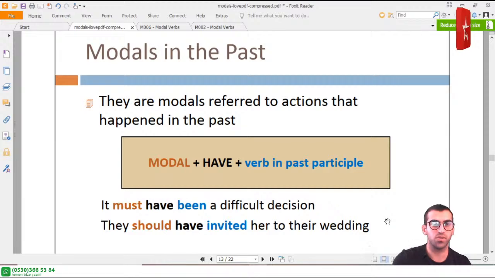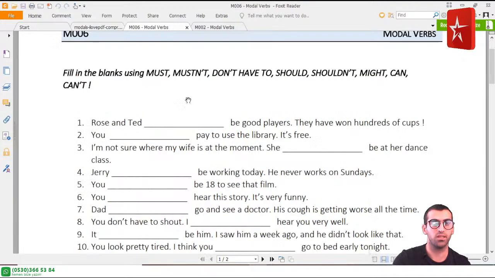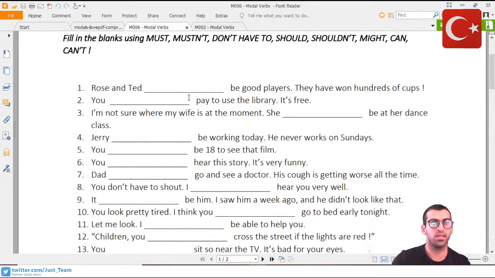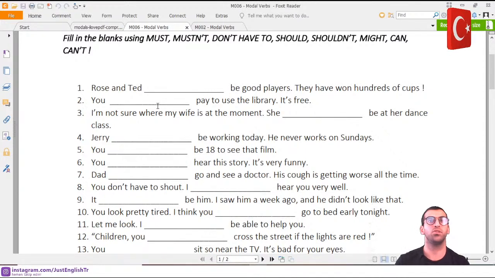I'm gonna show you some examples. Let's do these examples. For the first sentence, we have to fill the blanks using must, mustn't, don't have to, should, shouldn't, might, can, and can't. Till the break time, we should do as many sentences as we can, and then we will have a break and continue with the second part of the lesson.